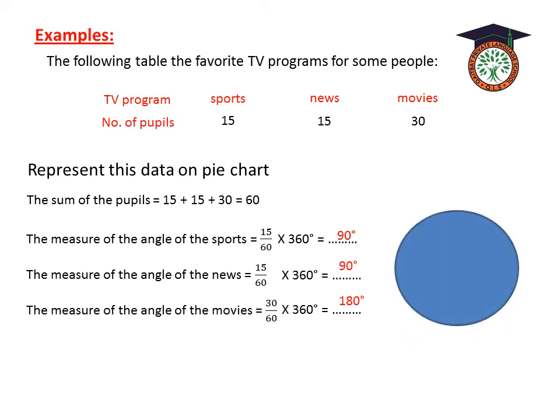This is our circle. We draw any circle with the compass, and we use the protractor to measure these angles. As we know, 180 means half the circle, so movies will be 180 degrees. The other half will be divided into two parts, 90 degrees and 90 degrees, one for sports and the other for news. And this is our pie chart. Thank you so much.